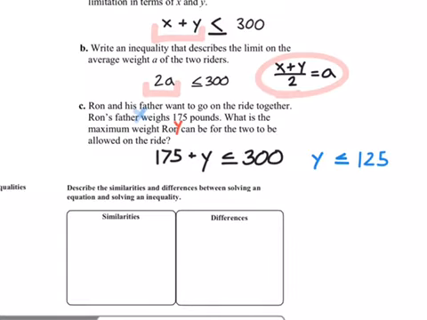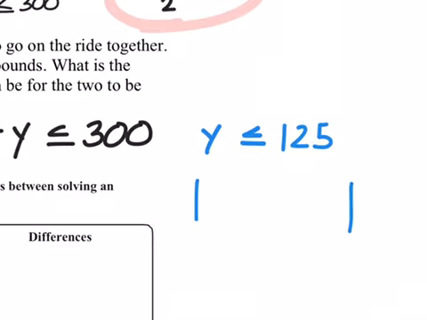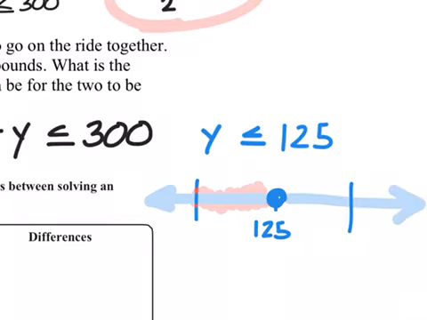So if he weighs 125 pounds, that'll work, but he can't weigh anything more. He must weigh less than that. So he could weigh anything down, heading towards 0. All right, but he cannot weigh more. And that's what inequalities can help us do.